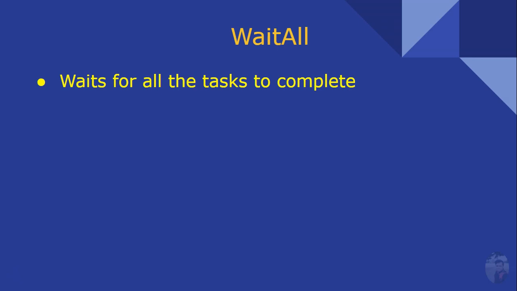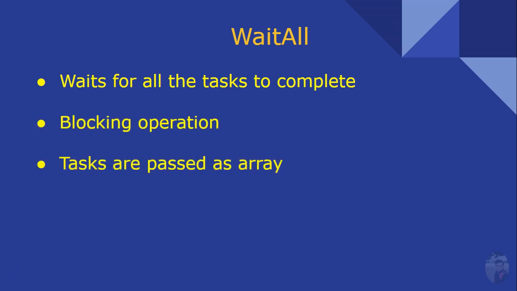Task.WaitAll waits for all the tasks to complete. So it's a blocking operation, and a number of tasks can be passed as an array. So say there are task 1, task 2 and task 3. The WaitAll method will wait for all 3 tasks to complete before proceeding further. That is why it's a blocking operation.